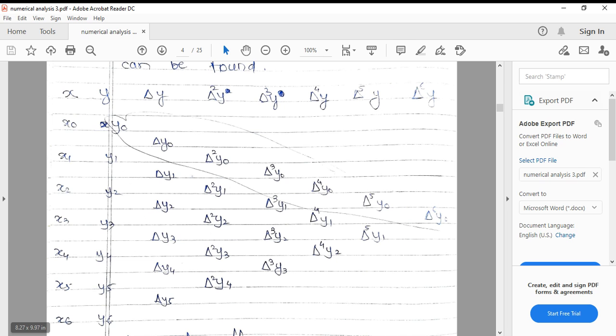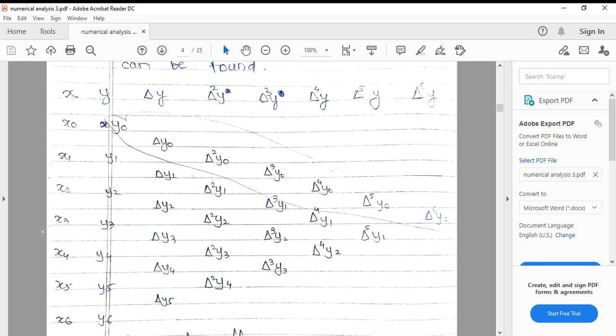What will be delta y5? Delta y5 will be the difference between y6 and y5. Then delta square y will be calculated from all those values. The difference between delta y1 and delta y naught will be delta square y naught. So in this way you have to calculate.